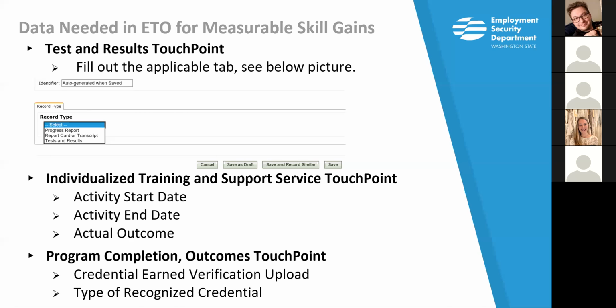Hey everyone, this is Tim. I have one additional question. Go ahead, please. Would it be safe to assume that based on the quarterly reporting, when a service that is subject to measurable skill gains is still open, we should be having tests and results or progress touch points entered at least once per quarter until the service closes? Yes. Yes. Okay, that's what I thought, but just wanted to confirm. Thank you. Yep. Absolutely.